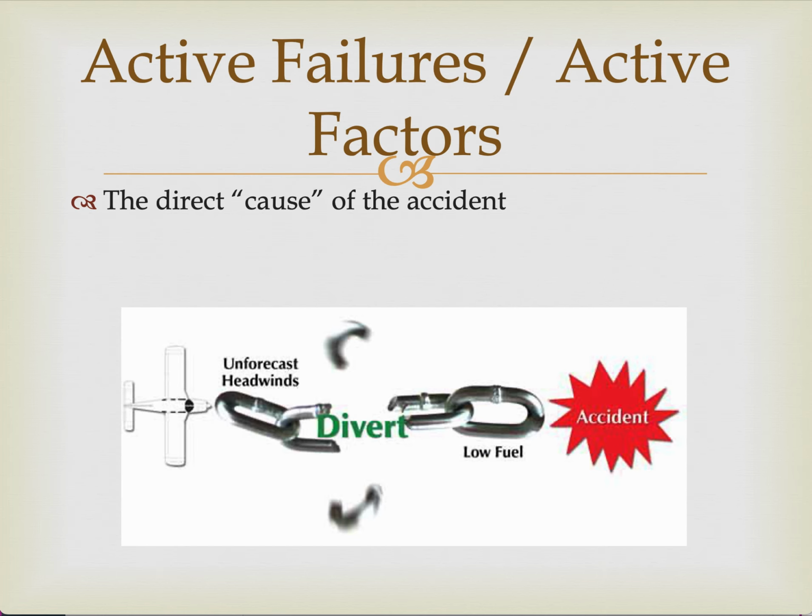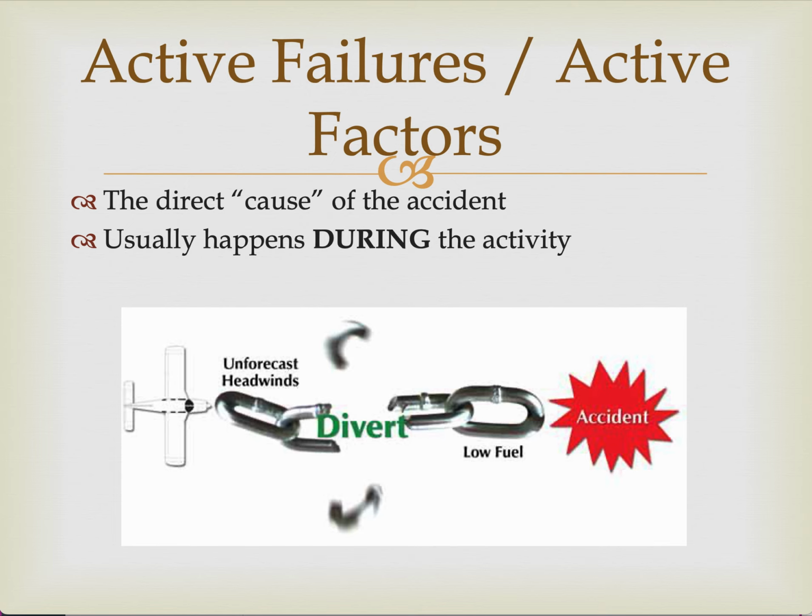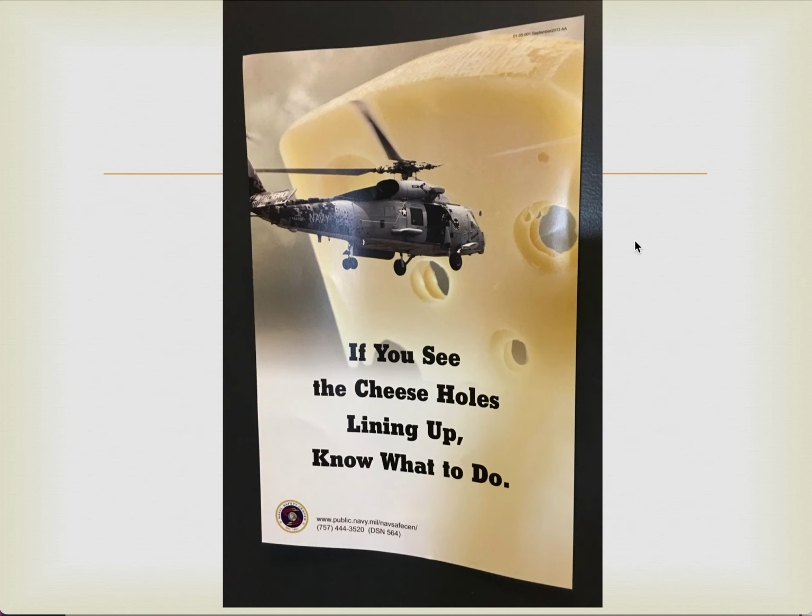Those active failures are the direct cause of the accident. Again, I'm getting a little bit into your first risk management handbook chapters here, but it's worth it. They usually happen during the activity. This is usually the last thing that we focus on. This is what the media loves to look at. It's only the final link of the accident chain, though. All these latent factor links led up to it, and usually this is the last thing that happened.